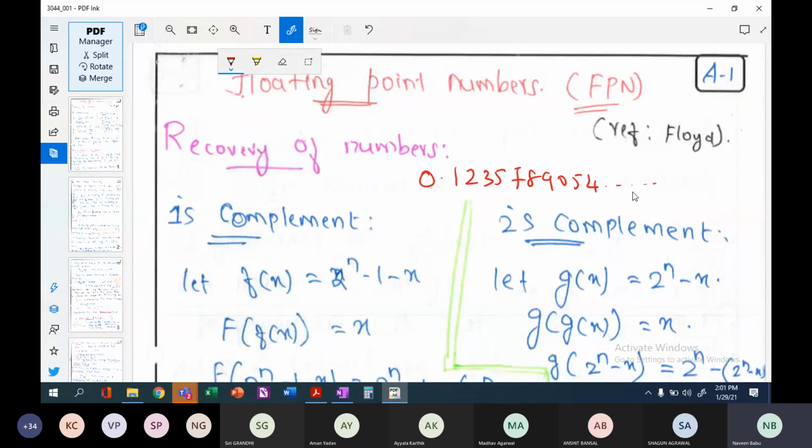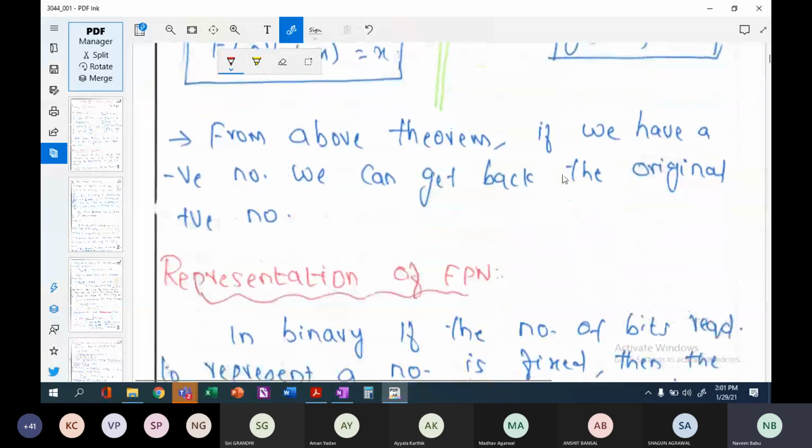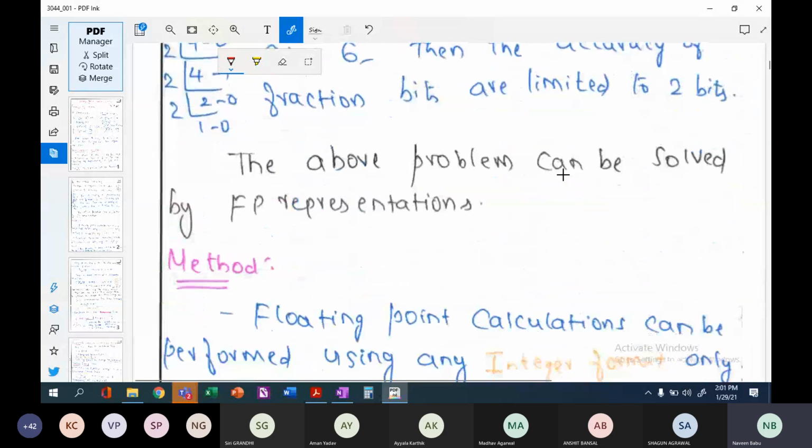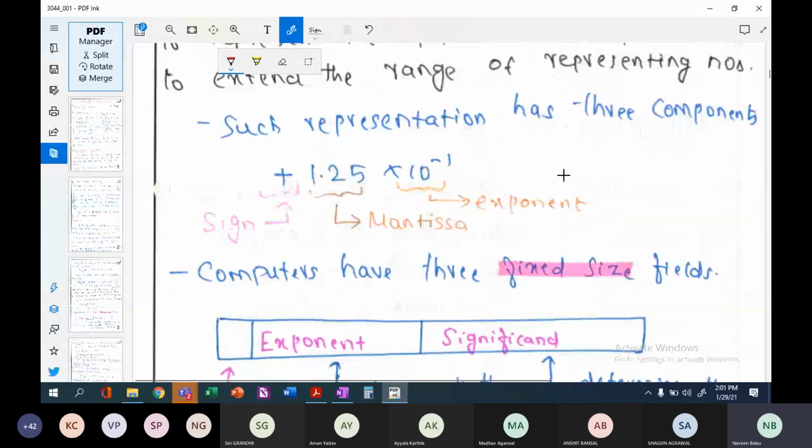0.123578905, likewise, you cannot keep on representing large numbers. Not only the decimal numbers, even the larger magnitude numbers, even without these decimal numbers, say 123578905 etc., you cannot represent within a given limited storage space. So there was a need to form a certain way of representing the numbers. So that is how we proposed a model where you represent a particular number using three components.